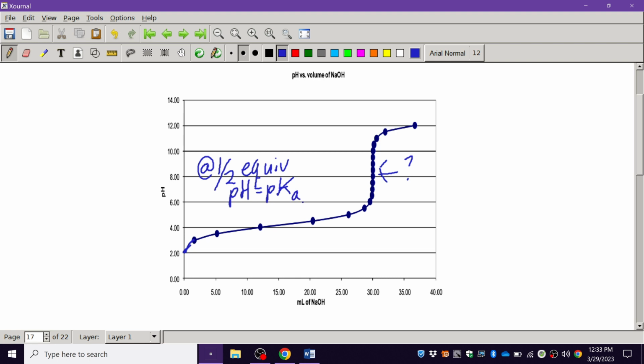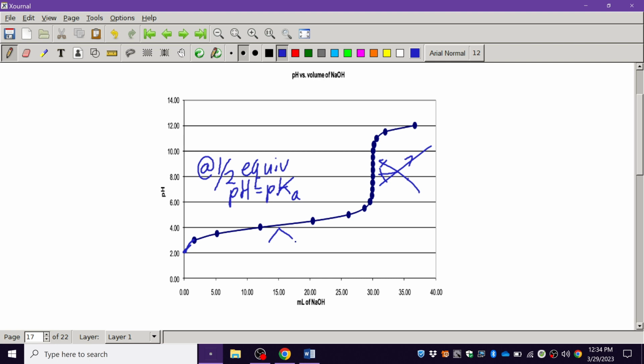Now that's not here. Where is it? We need to do a little bit more to figure this out precisely. But roughly speaking, it's going to be somewhere in this part of the titration curve. I can see that my equivalence point appears to come at about 30 milliliters. And so if it does come at 30 milliliters, what's the pH at half the equivalence, which would be at 15 milliliters of added base.